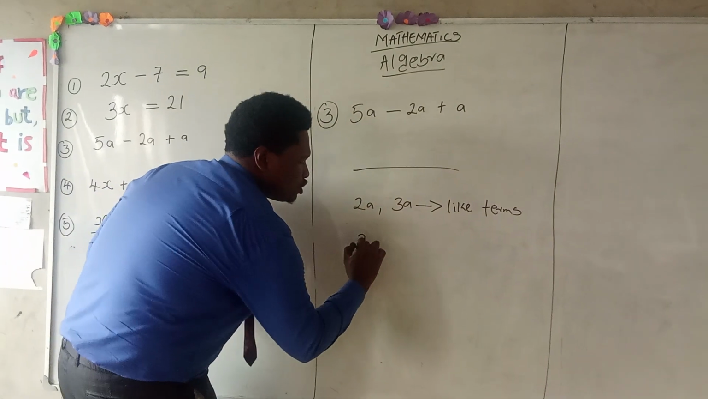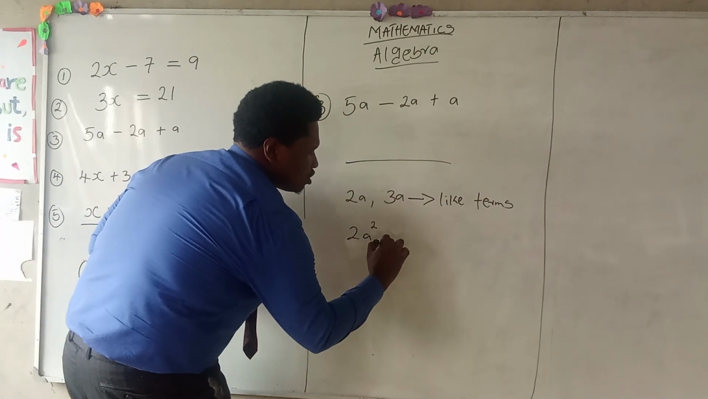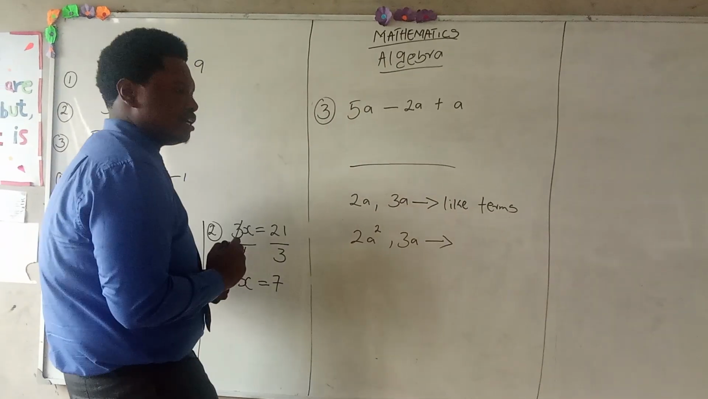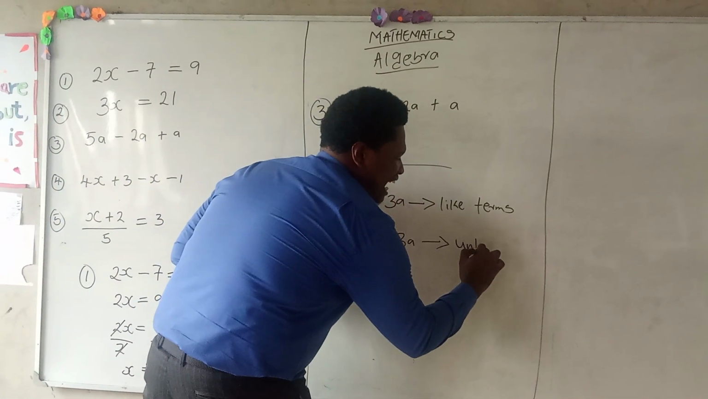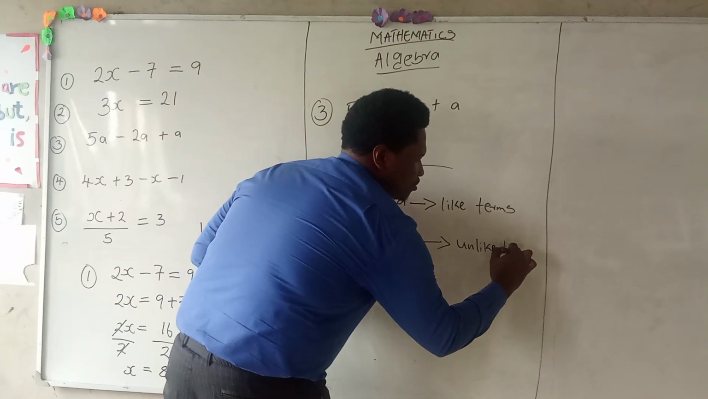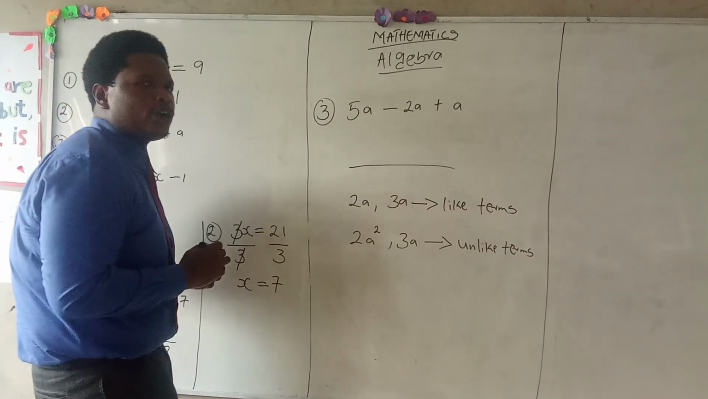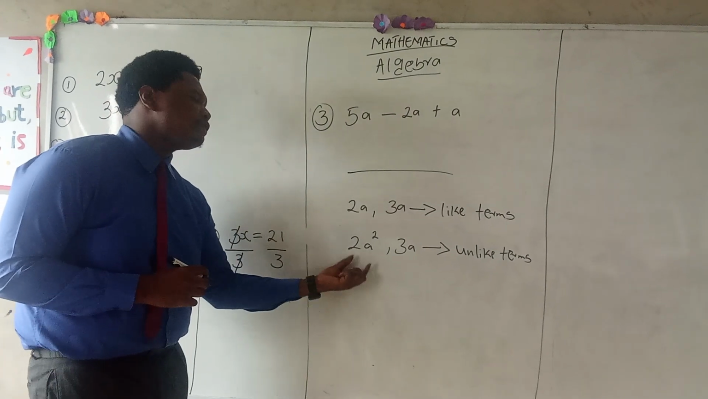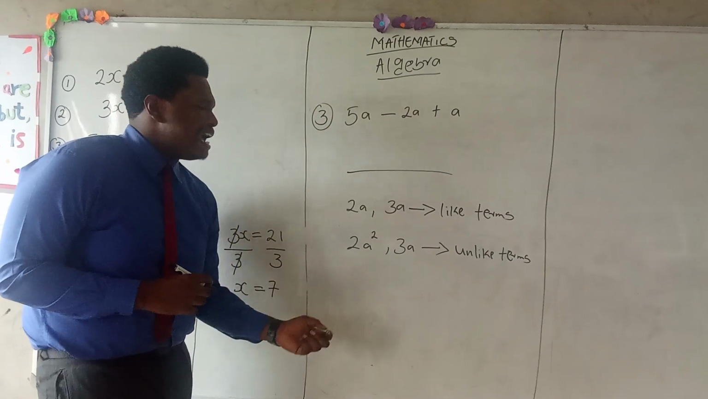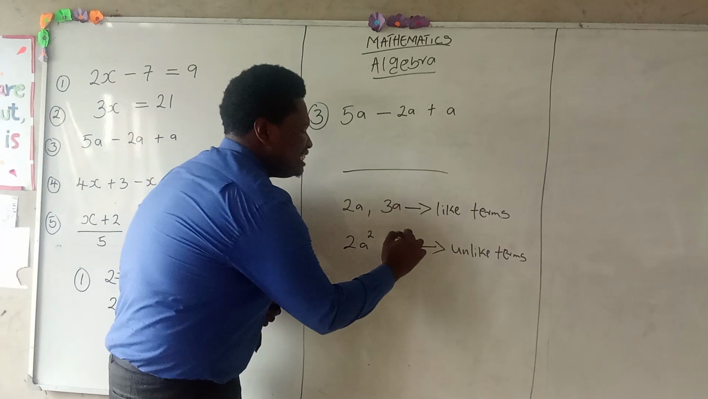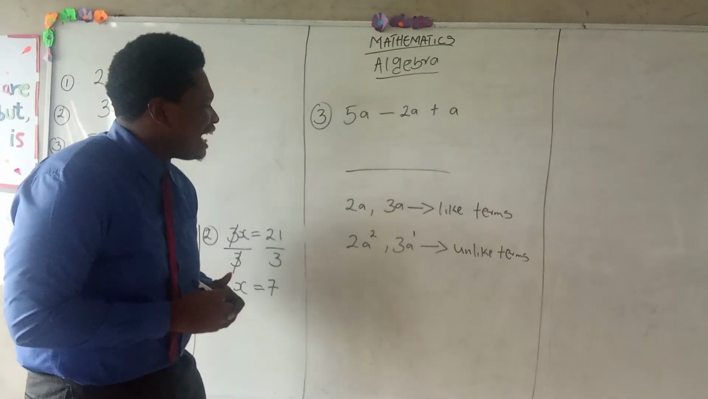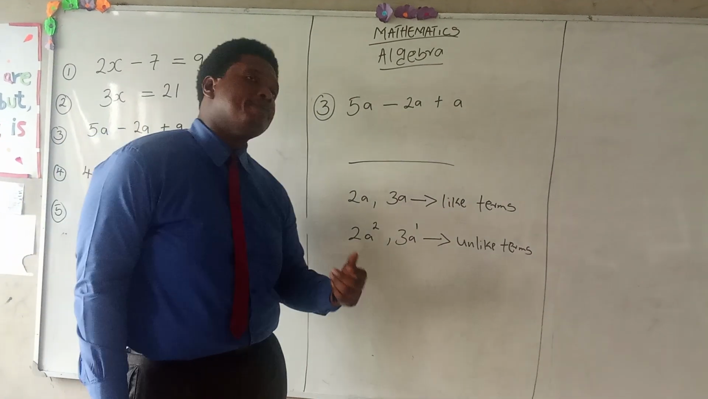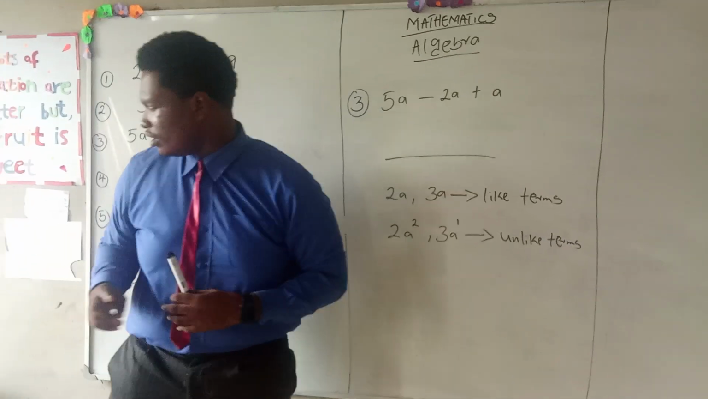But if I have 2a raised to power 2 and I have 3a, we can't call these like terms. They are called unlike terms. Why do we call them unlike terms? Because their powers are different. The power of 2a squared is 2, while the power of 3a is 1. So we can't classify 2a squared and 3a as like terms.